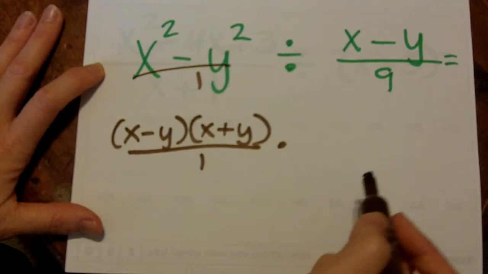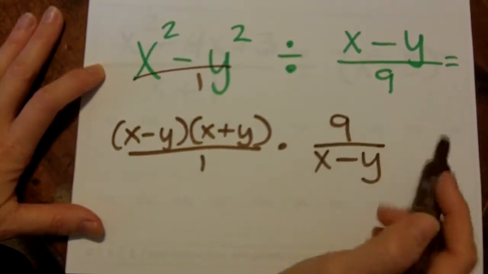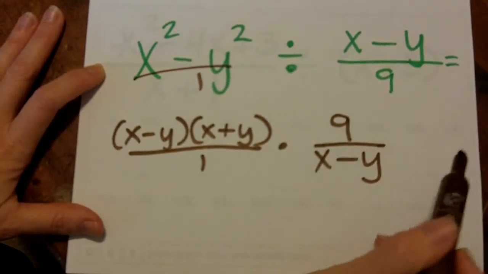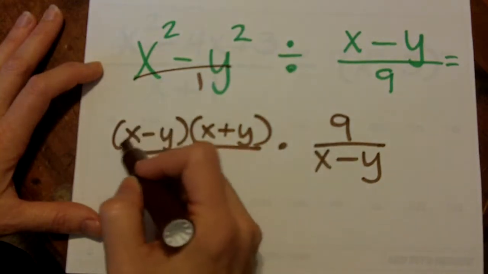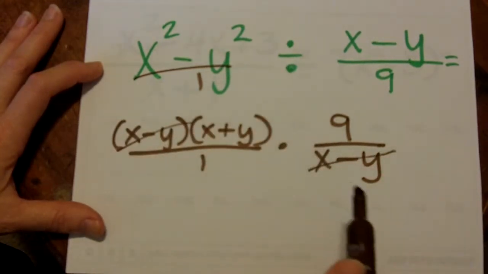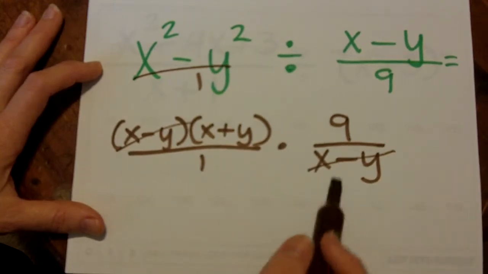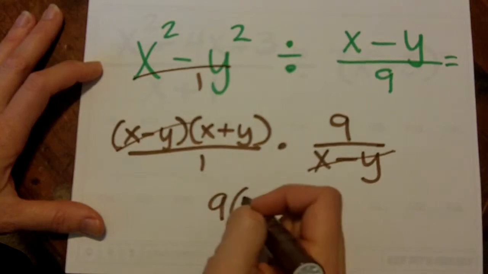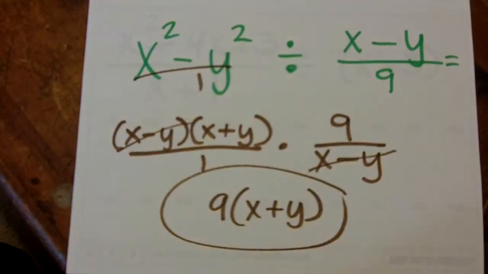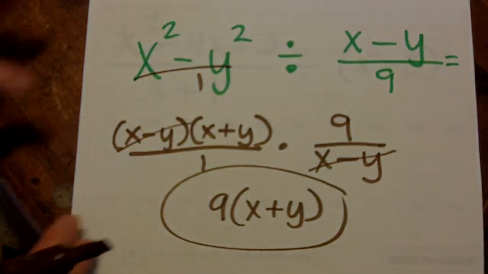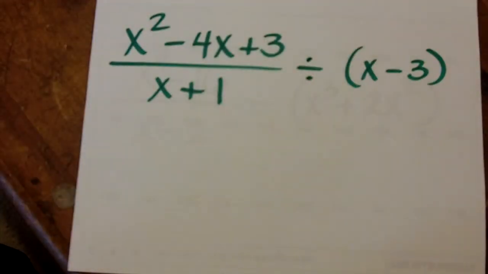Going to put my dot for multiplication. I'm going to put my 9 here, and I'm going to put my x minus y on the bottom because this is the reciprocal of x minus y over 9. Once I have it in this form, I see that I have been blessed with matches. I can get rid of my x minus y. I only have a 1 on the bottom, so I don't have to write anything on the bottom, and I can simply write 9 times x plus y. If you like, you could say that that equals 9x plus 9y, but the factored form is okay with me. Let's look at another problem.